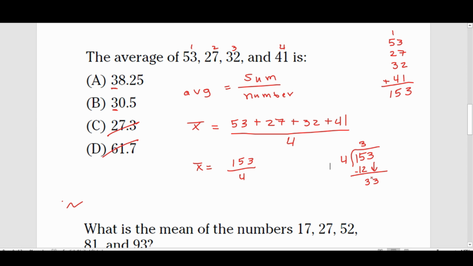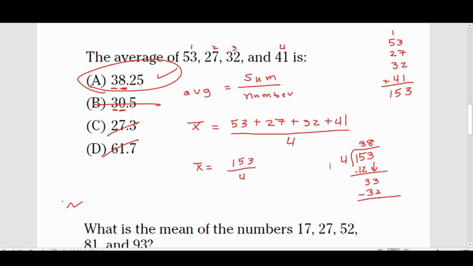4 goes into 33 8 times because 8 times 4 is 32. So right now we already know what our answer is. It's not going to be this one since this is a 0 and this is an 8. So if I was taking the test, I would stop and just select this one. But since we're practicing arithmetic, let's keep going.